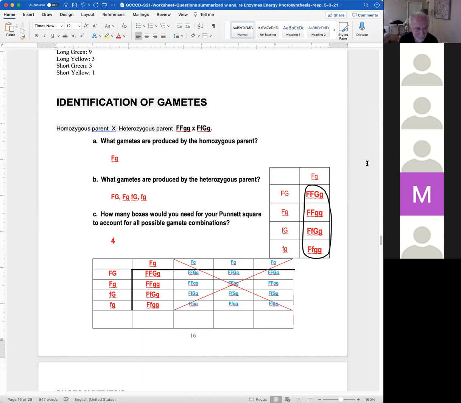One of the things about this question is it didn't hold your hand. It told you you want to know the homozygous parent, you want to know the heterozygous parent. If you don't know the meaning of those words, you were pretty much sunk, because it's really difficult to know what you're supposed to be looking at if you don't know what the word homozygous, for instance, was indicating. So what gametes are produced by the homozygous parent? Well, which one of these two, big F, little g, big F, big G, little g, which one of these is homozygous?